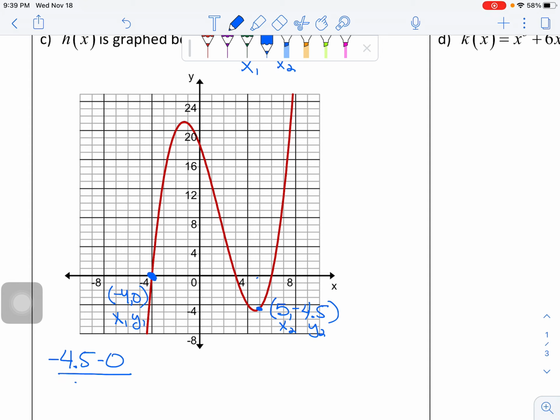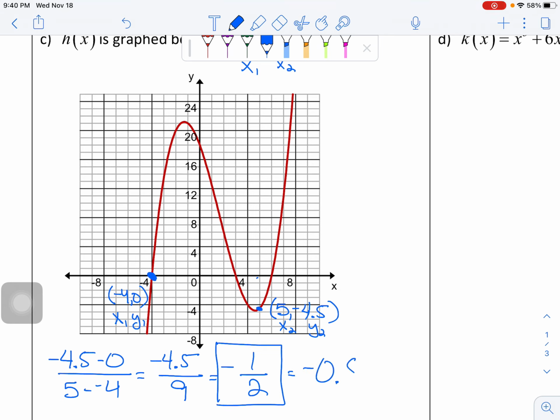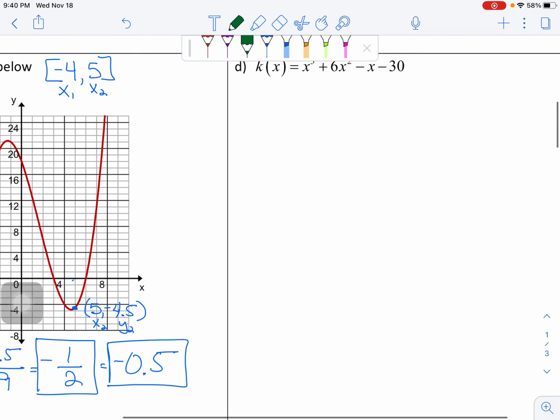So let's see, -4.5 minus 0 over 5 minus -4. So the numerator is going to be -4.5 divided by 9. And if I pop up the calculator, or I happen to have one sitting next to me, I can go ahead and do that division. And I'm going to get -1/2 as a fraction. This is also equivalent to -0.5 as a decimal. So that's one of the ways that you can deal with a graph: just pull the ordered pairs right off the graph and do what we've been doing.